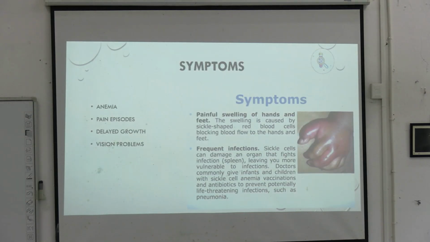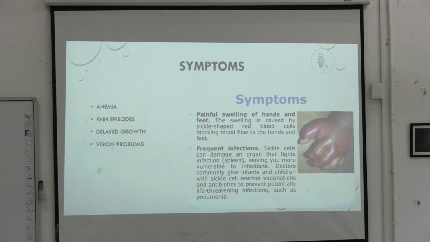Coming to the symptoms, the most common presenting symptom will be anemia, because these patients will have a low hemoglobin and a low RBC count due to RBC hemolysis. With anemia, patients come with weakness, they come with fatigue. They are pale looking. So anemia is the first and foremost presentation. Then come pain episodes.